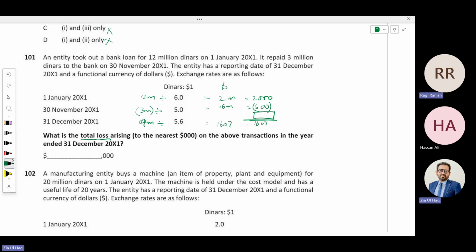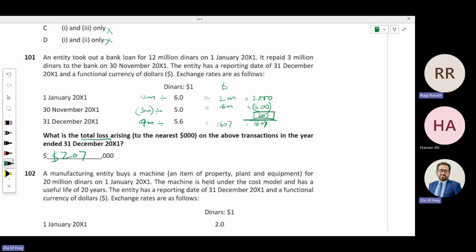It's a monetary item, a monetary liability. So what's the difference? 1,607 is the remaining balance. 2,000 minus 600 is 1,400. So the loss will be 207, that is $207,000.